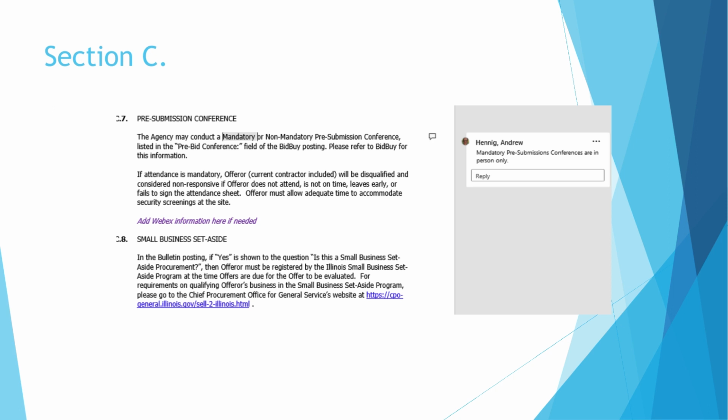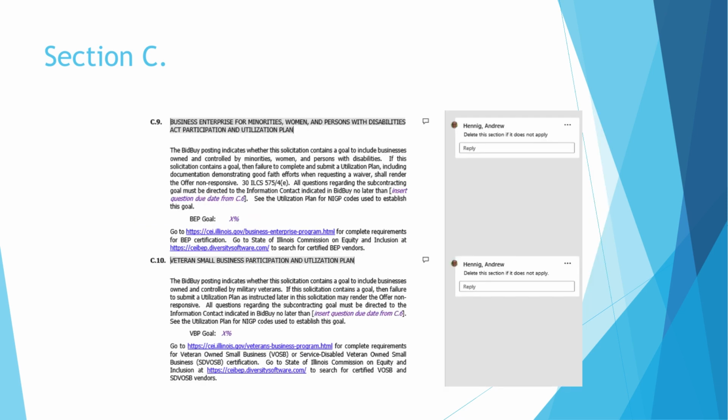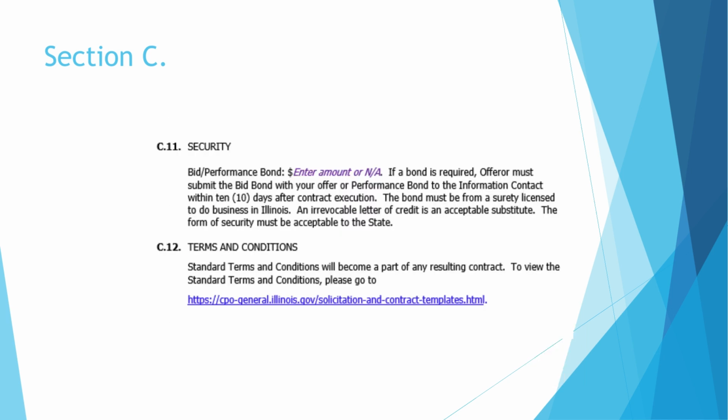Most of Section C should be familiar to you. There are limited areas for the agency to fill in information. If the RFP contains a BEP or VBP goal, the agency will fill out these subsections appropriately. If there is not a goal, please remove these subsections. Please note that in C.12 Terms and Conditions, within the template, we have provided a link to the State of Illinois Standard Terms and Conditions. The terms and conditions will be a part of the resulting contract and referenced here for vendors to review if they would like to.